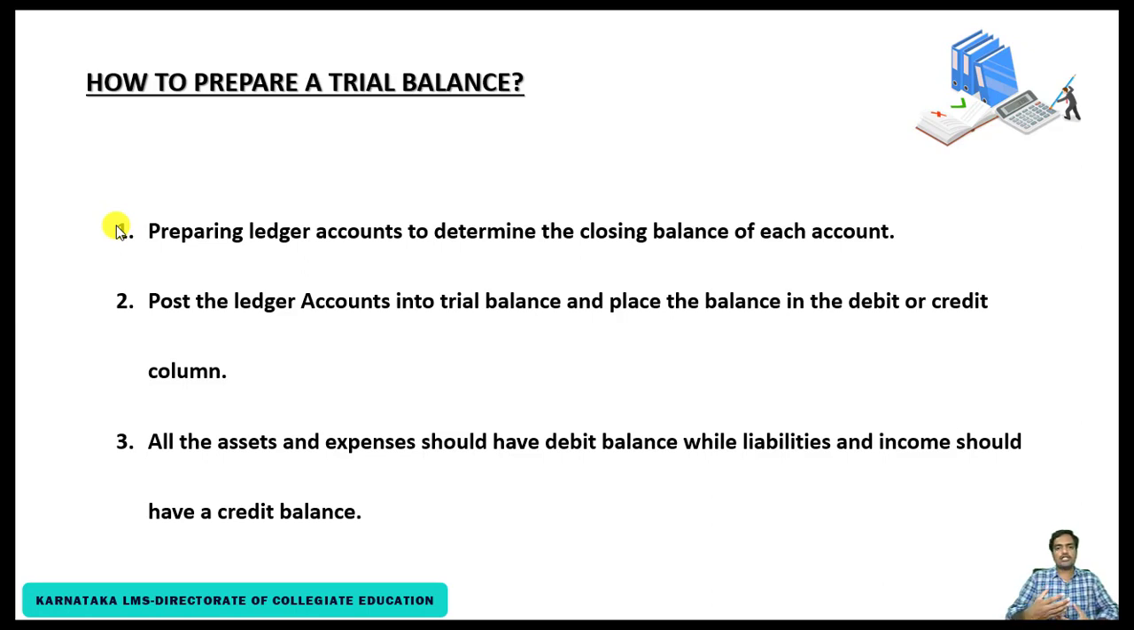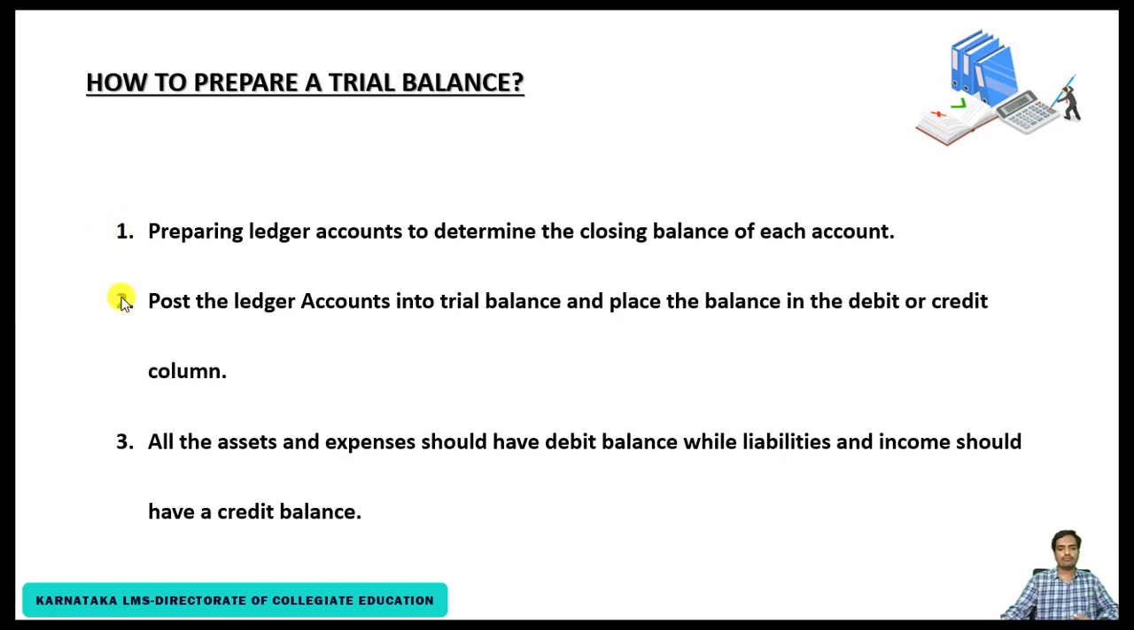So the first step is closing of the ledger account at the end of the accounting year in order to know the balance, that is the balance of individual ledger account. So that balances will be used for preparation of the trial balance.